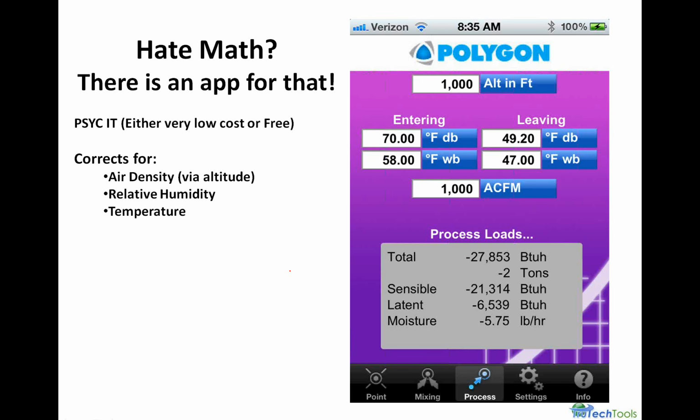But I actually have this on my iPhone. I use it quite a bit, and it's really slick because it does your air density corrections for you. So you can enter your altitude in feet, the current altitude you're at, and that's going to correct for barometric pressure changes. And then you're going to put in your entering dry bulb and wet bulb, your leaving wet bulb and dry bulb, then your airflow, and you want to use ACFM, which is actual CFM if you're going to use a vane anemometer. And it'll calculate for you.